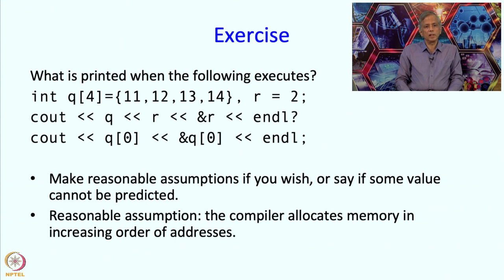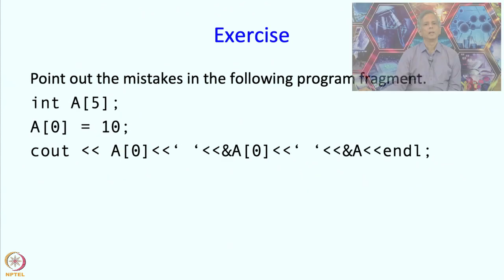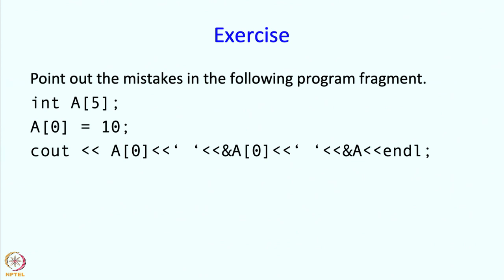In this you are expected to make reasonable assumptions if you wish, or if you don't want to make any assumptions, say that the value cannot be predicted. Let me tell you what a reasonable assumption might be: as the compiler is allocating memory, it sort of allocates memory in increasing order of addresses. That might be a reasonable assumption. Here is one more. Again, you are given a fragment and you are supposed to point out mistakes in the program fragment.